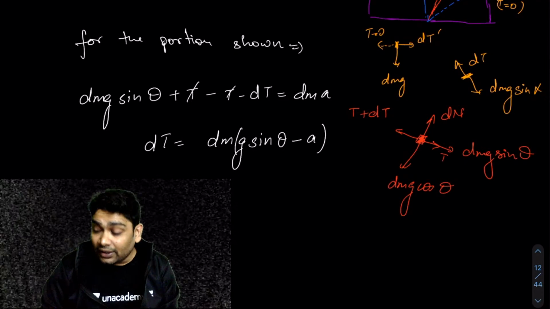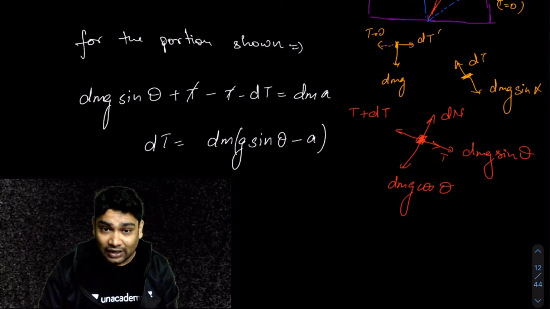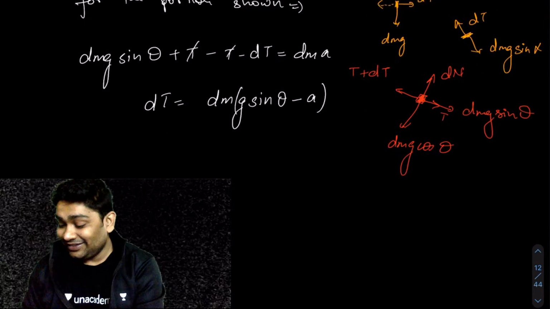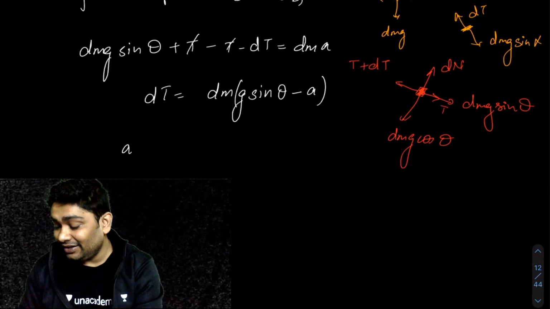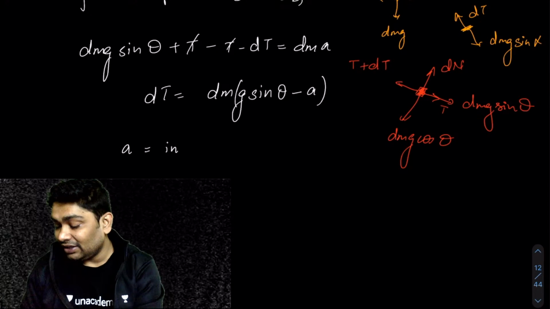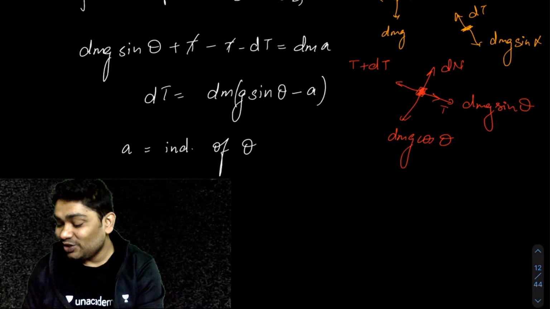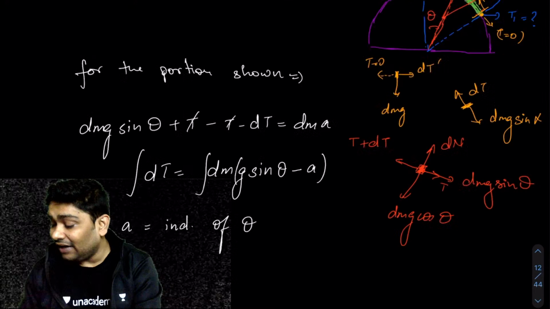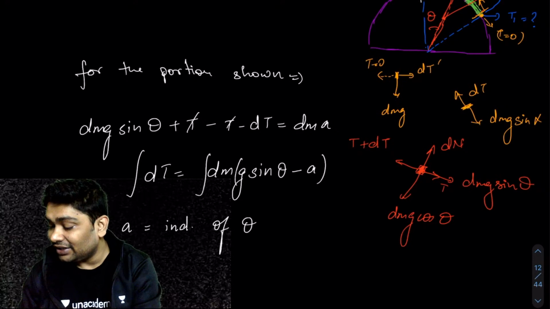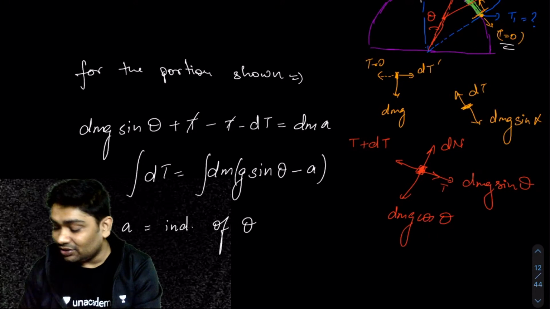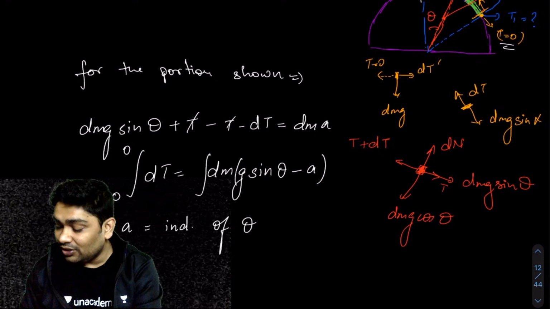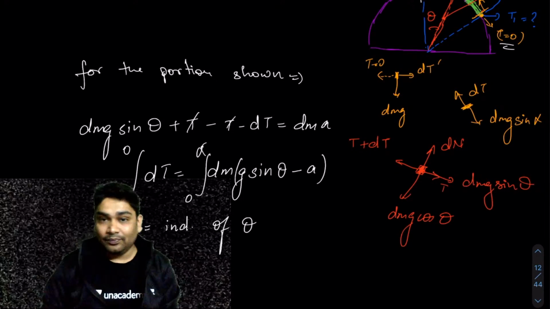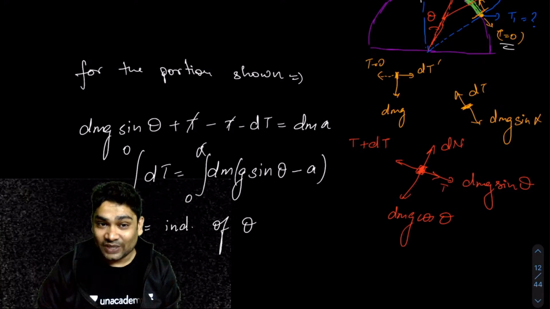Correct. Now a is independent of theta. You know that every element for any theta would have the same acceleration. Right. So I can say a is independent of theta. So all I need to do is integrate this. The tension at this theta was 0, and the tension at this theta was 0. So I will integrate this from 0 to 0, and theta would go from 0 to alpha. Can I say that?